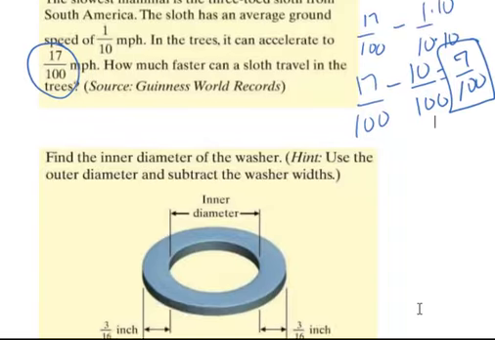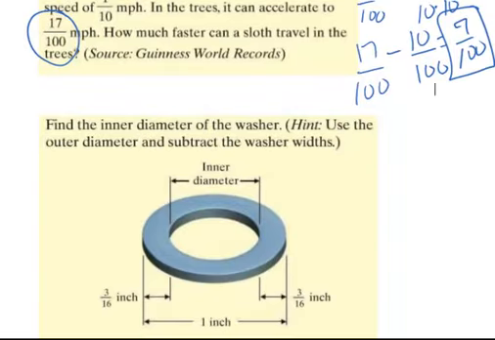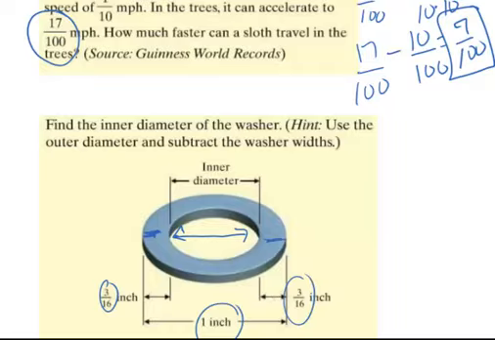All right. Now, for the last problem that I have here in 3.3, it says, find the inner diameter of the washer. And it gives me a hint. It says, use the outer diameter and subtract the washer widths. Okay, we're trying to find the inner diameter, meaning we're trying to figure out how wide it is in there. Well, we know the whole thing is an inch, and we know each of these pieces here are 3/16 of an inch. So what we need to do is add those two pieces here together.